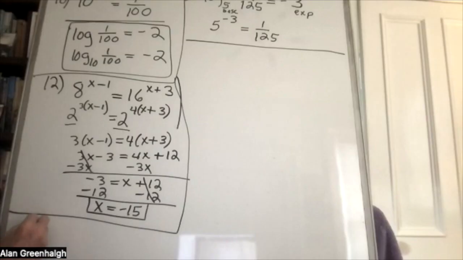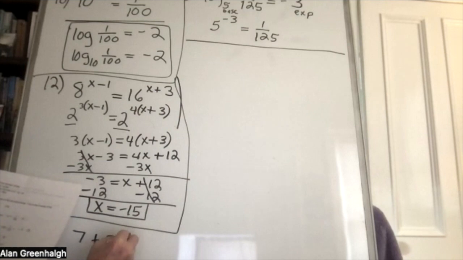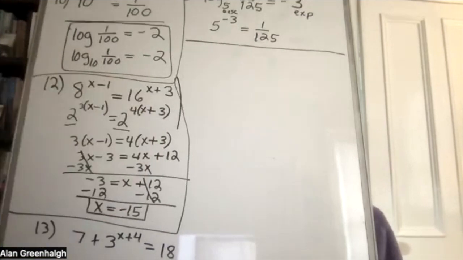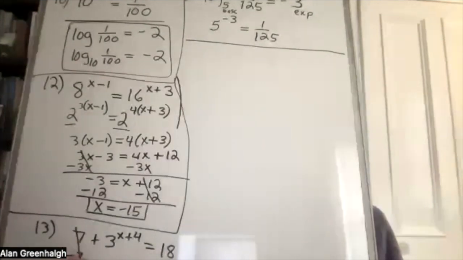Let's go on to question number 13. Again, solve for x, so a bunch of equations. Solve for x: 7 plus 3 to the x plus 4 is equal to 18. All right, so let's bring over the 7. 3 to the x plus 4 is equal to 11.